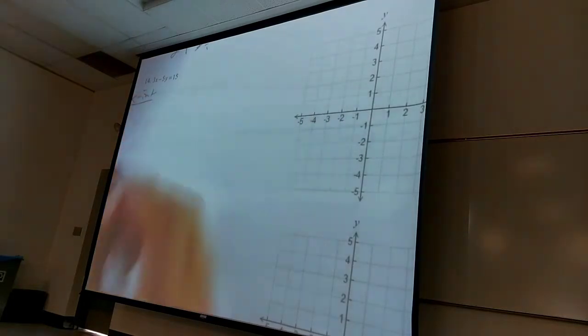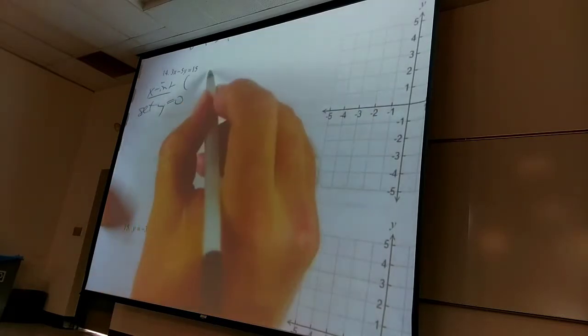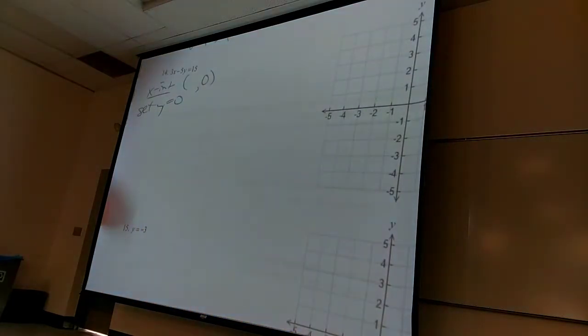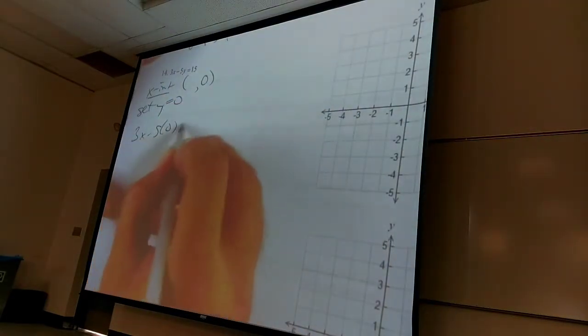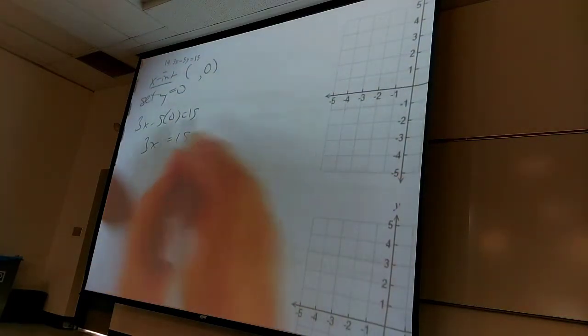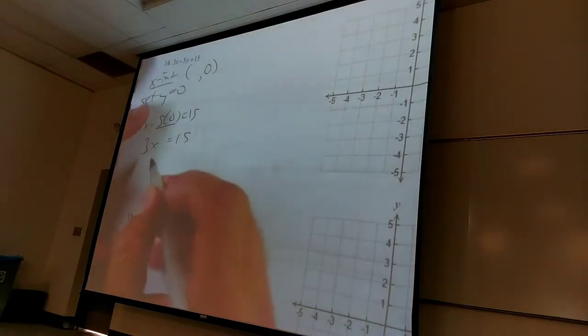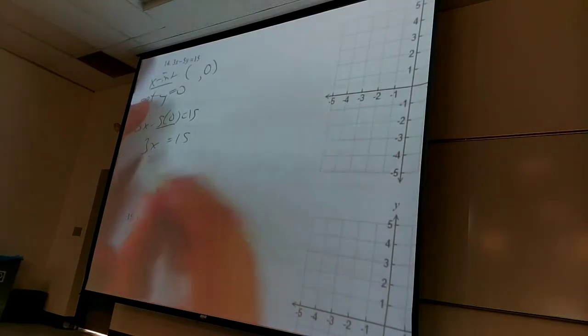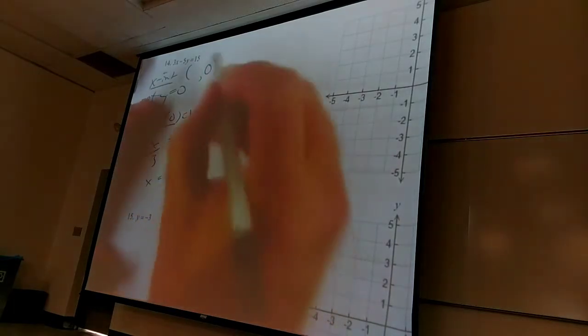X-intercept, how do I find the X-intercept? Set Y equals 0. So right there, I already know that this is 0, because I made it 0. If I set Y equal to 0, I get 3x minus 5 times 0, which is 15. I get 3x equals 15 because, of course, 5 times 0 is 0. Please let that term die. And then what do you do to both sides here? Divide by 3. You get x equals 5. Bam!